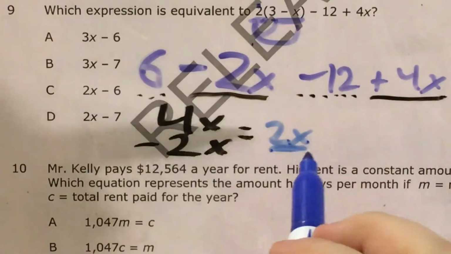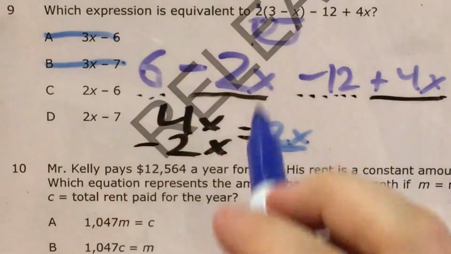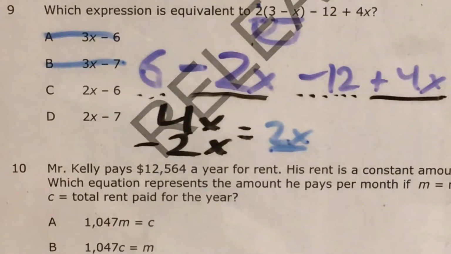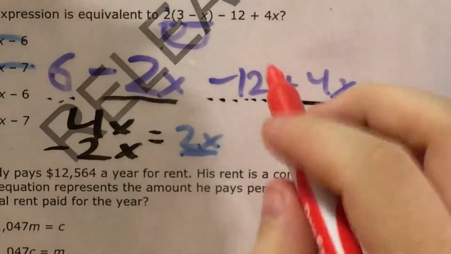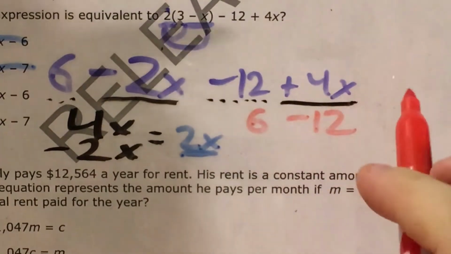And now that I see that my answer has to have 2x somewhere in it, I can go ahead and eliminate choice A and choice B, because choice A and choice B don't have 2x as part of their answer. So now I need to look at my numbers. I'll scoot the board over for this. Specifically, I'm looking at 6 and minus 12.